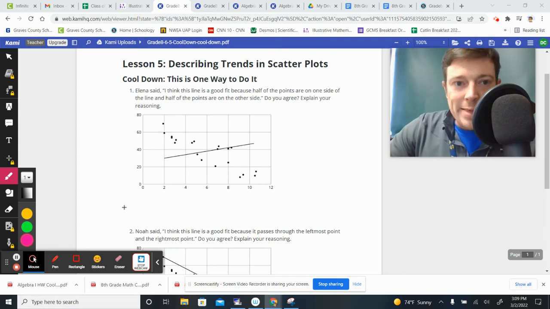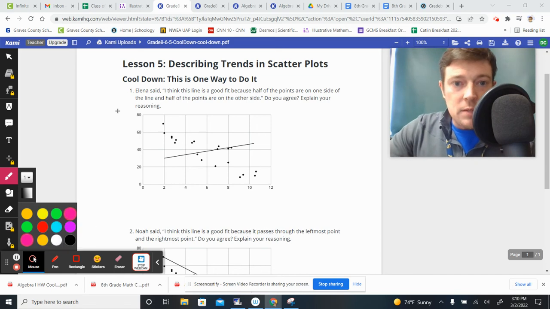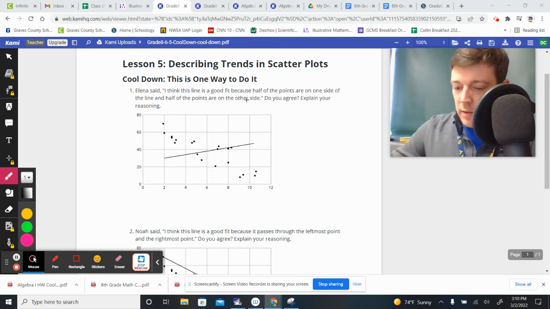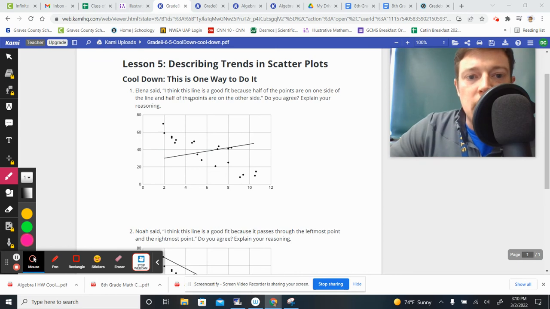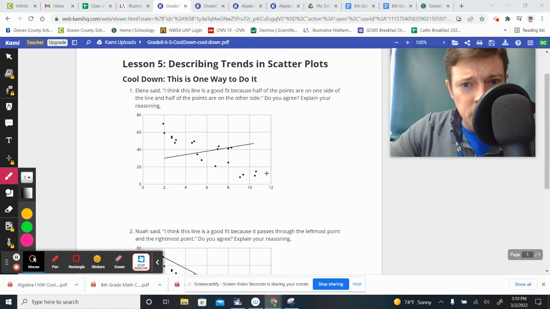We have lesson 5 here, and we're looking at these best fit lines and describing the trends in the scatter plots. What we learned today was that when we're trying to draw these lines to match these trends of dots, some people might meet some of the criteria, like Elena here, but whenever we have to decide if this is a good line or not, there's something that she's missing. She says, "I think this is a good line because half the points are above, half the points are below." And the question is, do we agree with that?